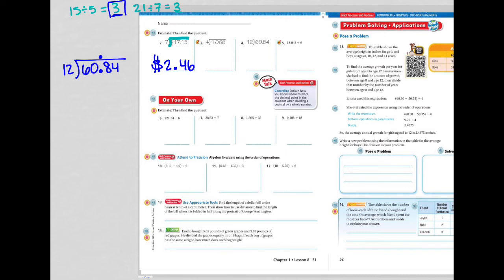I know that 12 goes into 60 5 times. 5 times 12 is 60. If you don't know this off the top of your head, make sure that you're using your multiplication chart, because your multiplication chart goes up to 25, so this will help you. 12 cannot go into 8, so I'm going to put a 0 there. 12 times 0 is 0. When I subtract, I get 8, and then I'm going to bring this 4 down. 12 goes into 84 7 times. Again, if you don't know that off the top of your head, that's okay. You will be able to use your multiplication chart. 7 times 12 is going to give me 84, and I subtract and I get 0.